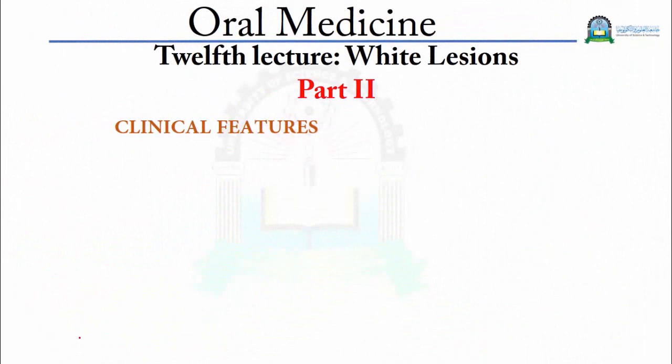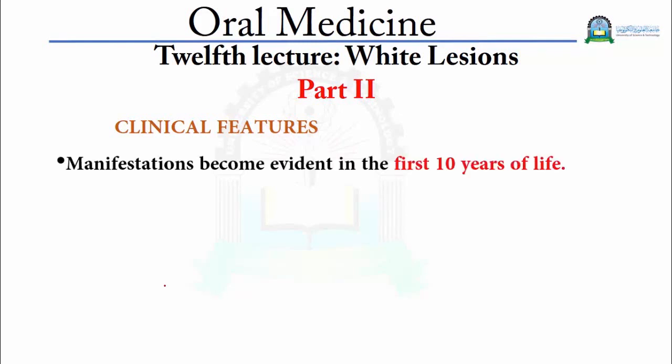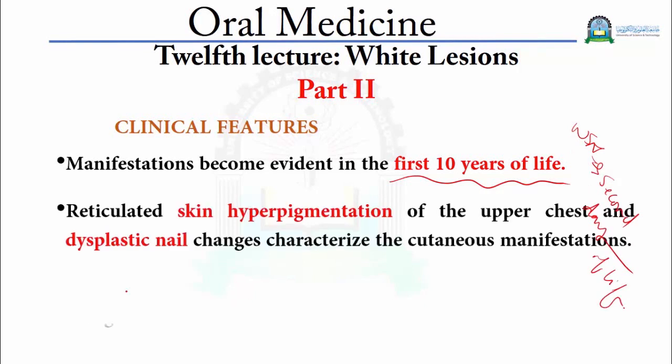So the white spongy nevus and dyskeratosis congenita share the same information, which is that both of them are inherited and associated with gene mutations. Regarding the clinical features, the manifestations of dyskeratosis congenita become evident in the first 10 years of life, but the white spongy nevus presents in the second decade of life. This is the first decade of life.